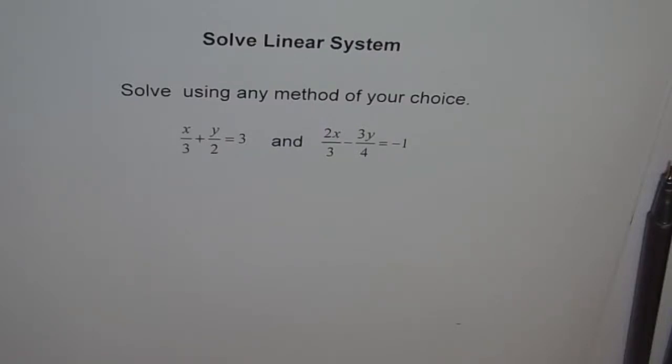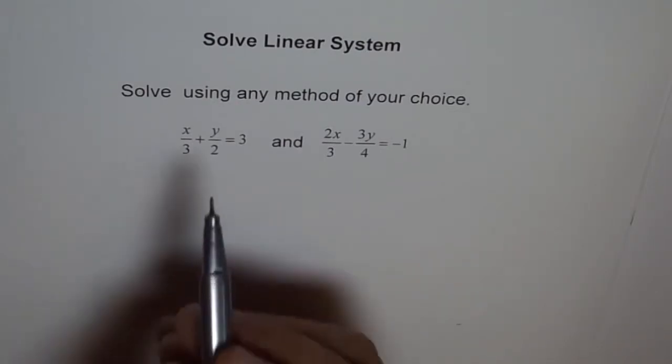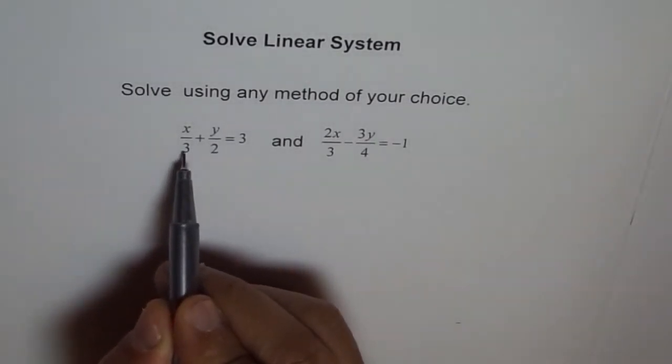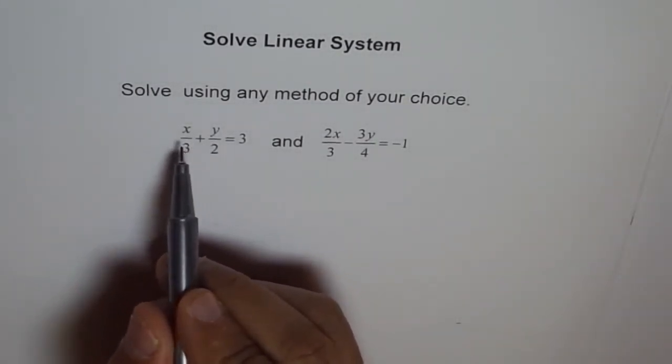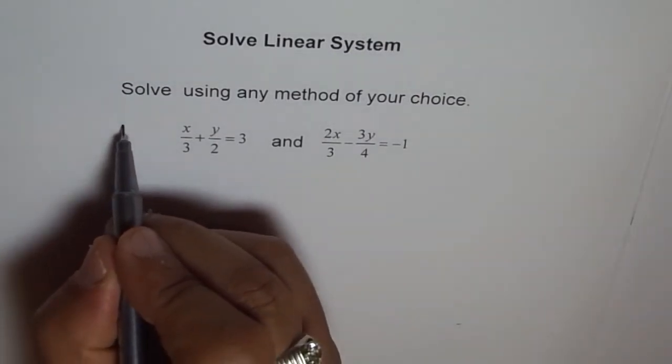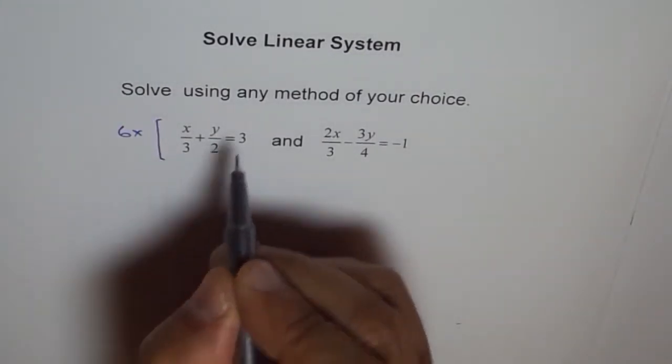Here's another example to solve linear systems. So we have taken different varieties of examples here, right? It involves fractions, this one. Our strategy is simple, you know that: get rid of the fractions. To get rid of fractions, what should we do? We need to multiply by the lowest common denominator. Here the lowest common denominator is 6, so we'll multiply everything by 6, times 6 to the whole equation, correct?